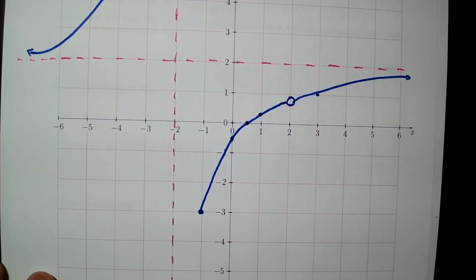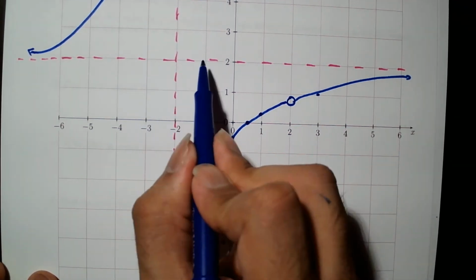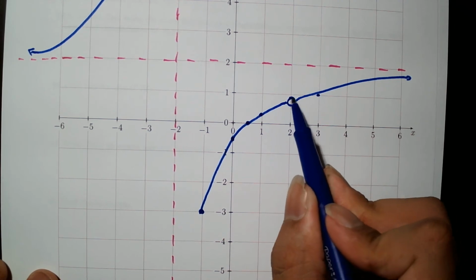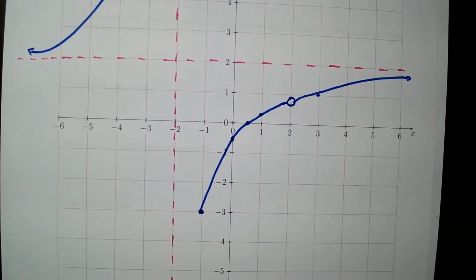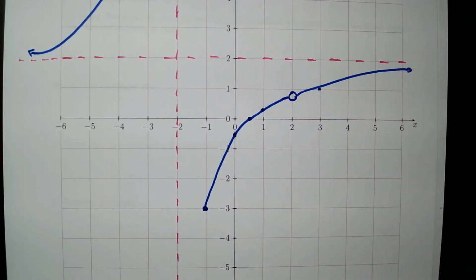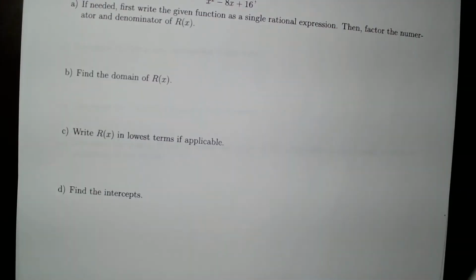Again, both the asymptotes and holes are not going to be displayed by your graphing calculator. So that's why it's important that we follow all these steps in order to get the correct graph of a rational function. And let's do one last example and call it a day for this section.